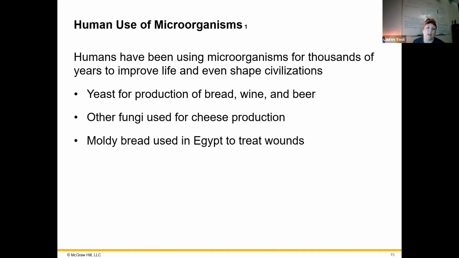And we were able to use that. Apparently in Egypt, they figured that out too. They just didn't know how to isolate it and use it that way. So they just used moldy bread itself to treat wounds that seemed to be becoming infected. So, interesting little fact there. And of course, we know that microbes drive the production of our beer, wine, bread, and cheese. We'll talk a little bit about that later.